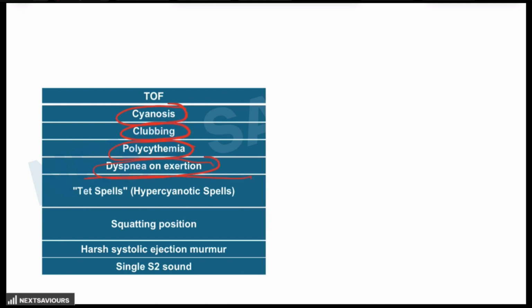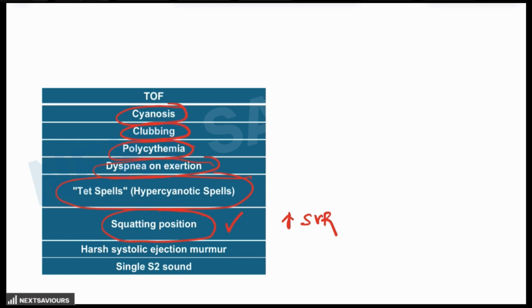And now the TET spells, which are hypercyanotic spells. These are episodes of sudden cyanosis, dyspnea, irritability, and loss of consciousness due to a sudden increase in right to left shunting. You know, one very important finding in the tetralogy of Fallot is that there is an improvement of symptoms by squatting. Why? Because it increases the systemic vascular resistance and thereby reduces the right to left shunt. So the squatting position is responsible for improving the symptoms.